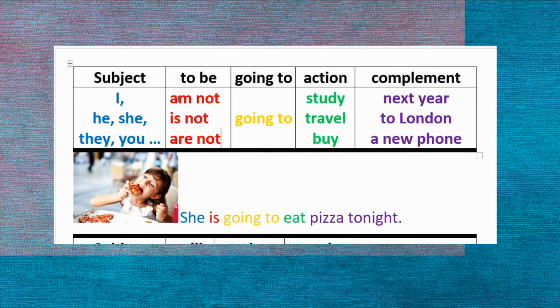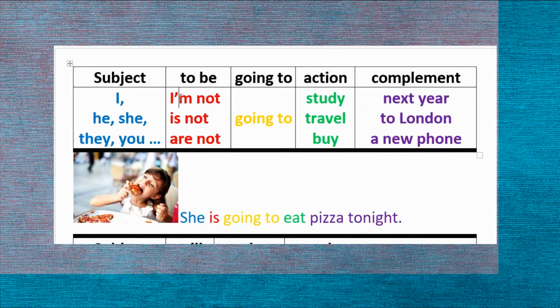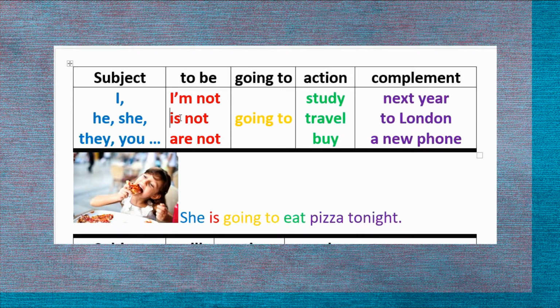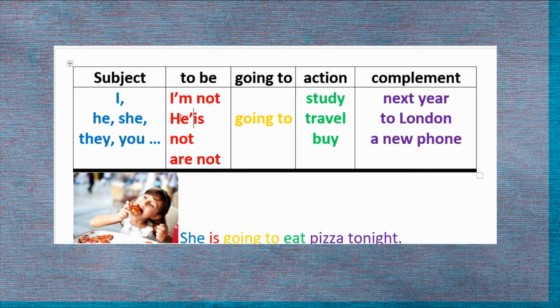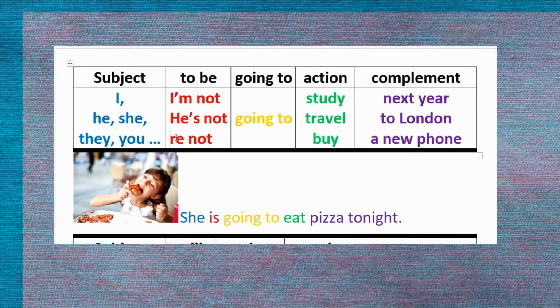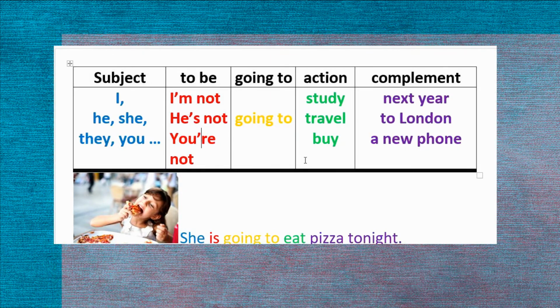I can also contract. I can say just, I'm not going to study. He's not, for example, like this. Or then, you're not going to buy a new phone.